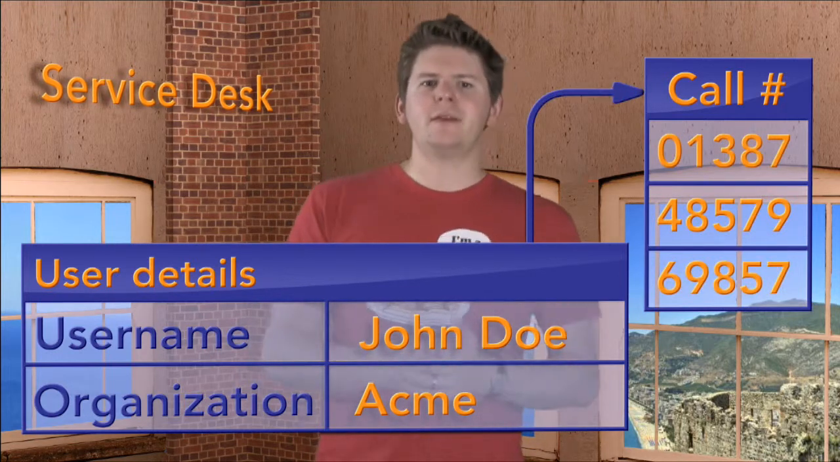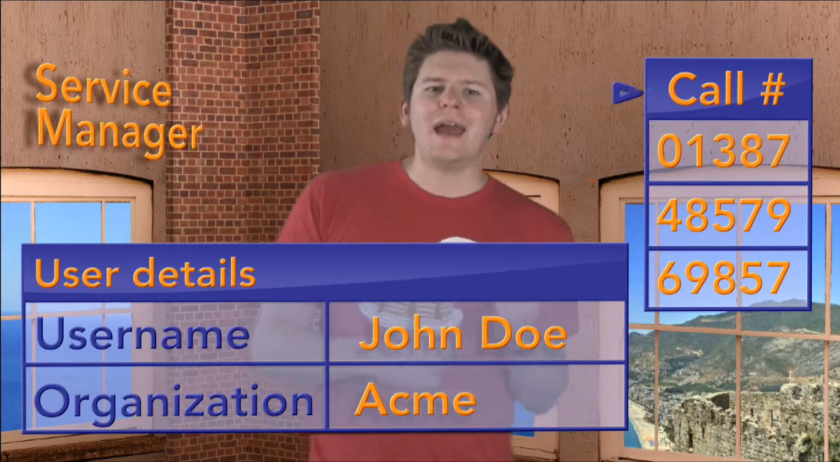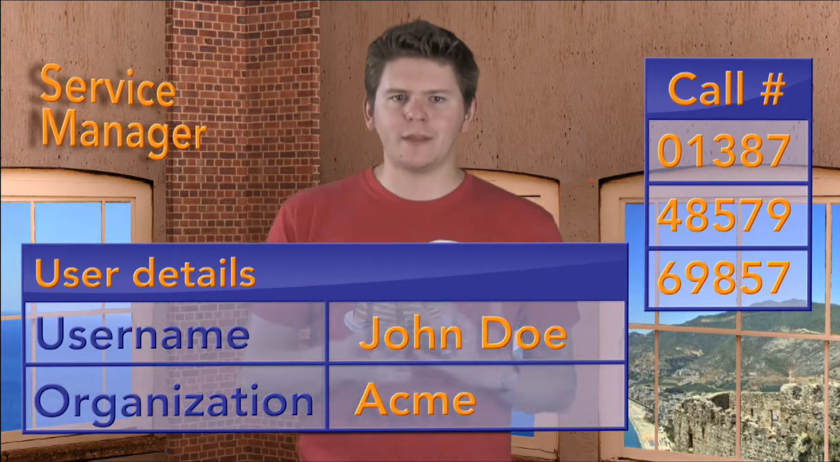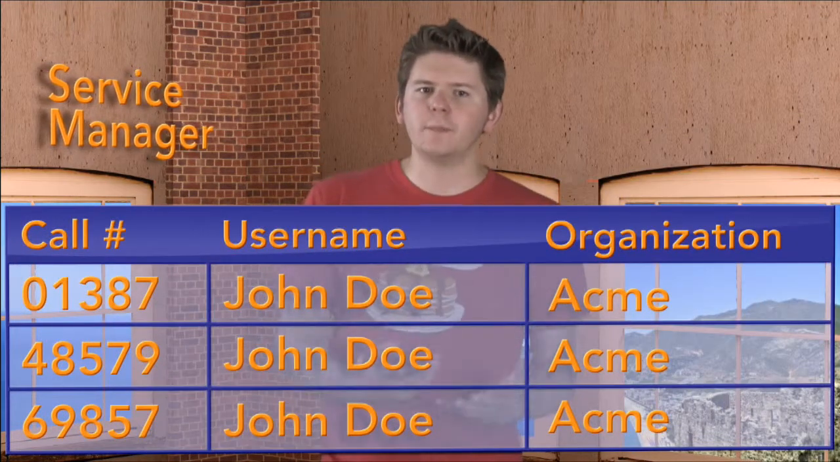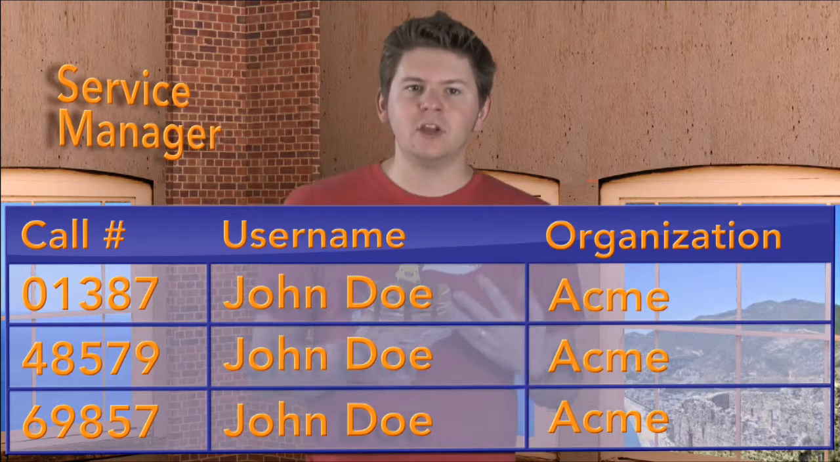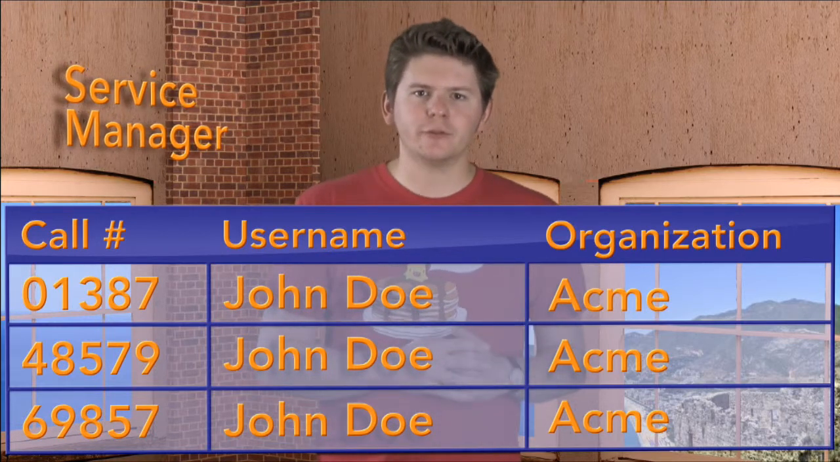In a flat database, like the one in Service Manager, everything is flat. So we might get something like this, where certain pieces of information are repeated. In this case, John's name and the fact that he works for Acme. Okay, but what does all this actually mean for reporting out of Service Manager?